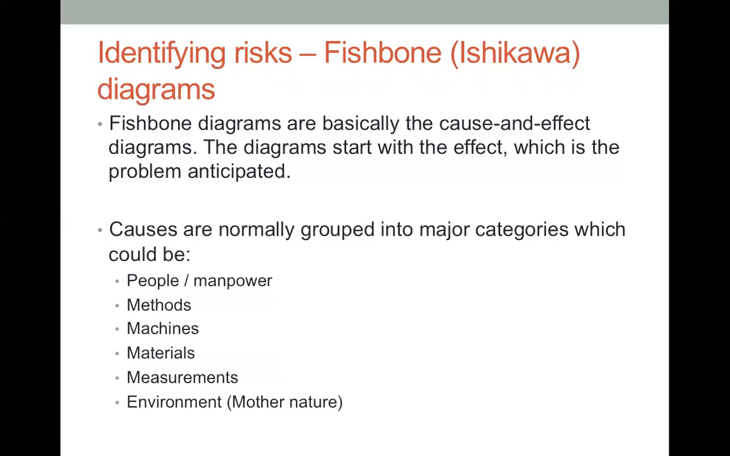Okay, the root cause that we analyze of an event actually helps us understand the risks from a risk management perspective. We normally group the causes in these areas, the 6 M's: manpower, methods, machines, materials, measurements, and mother nature or environment. Let's have a look at an example.